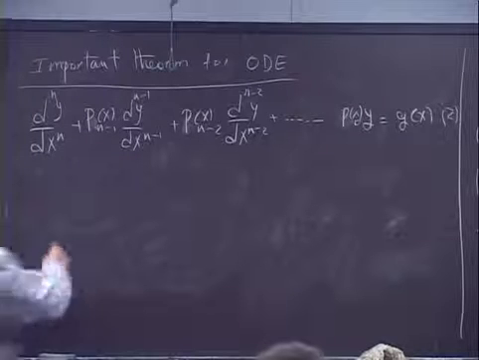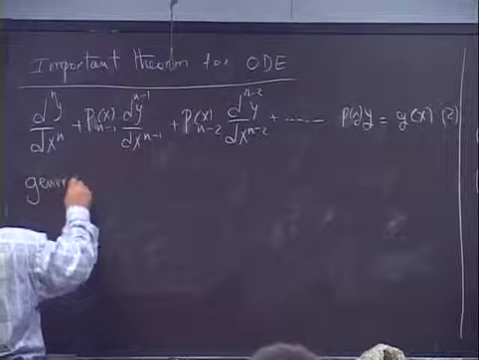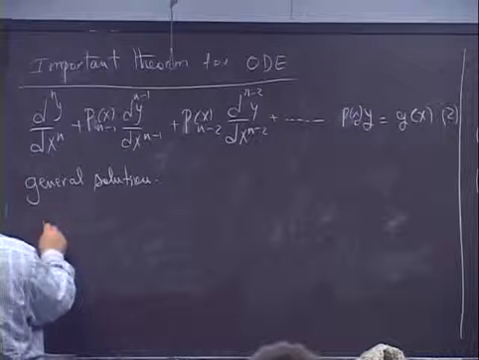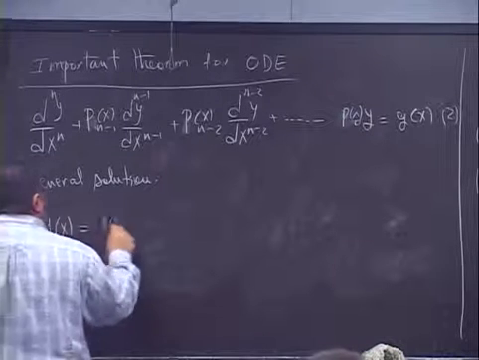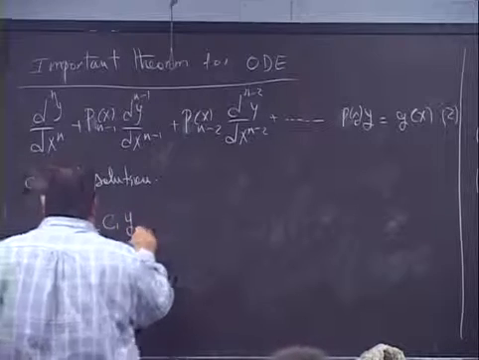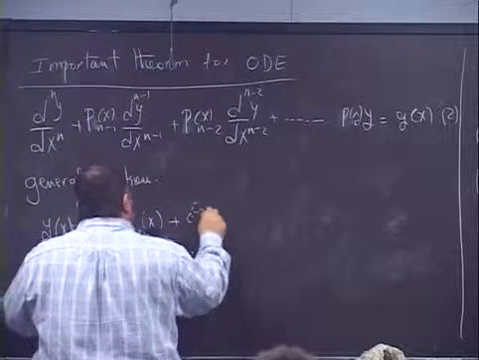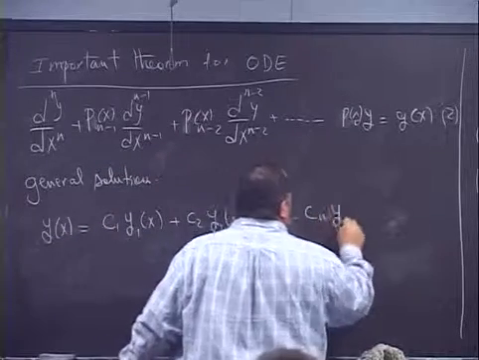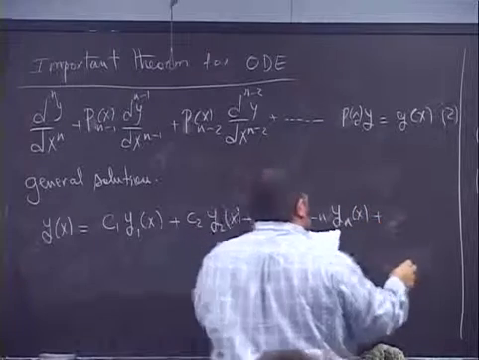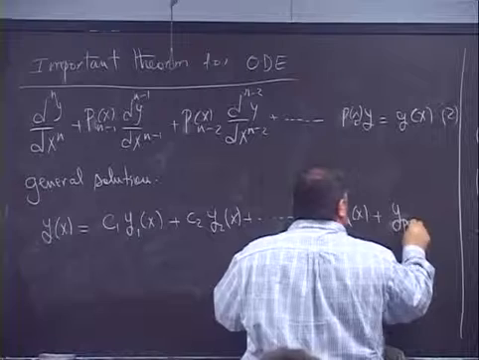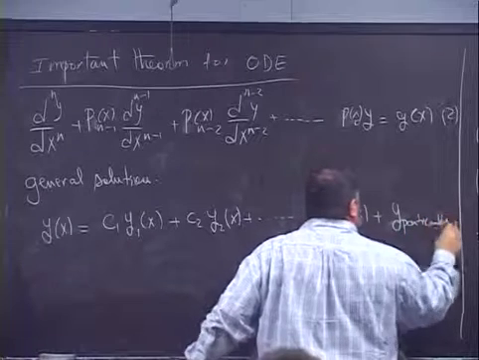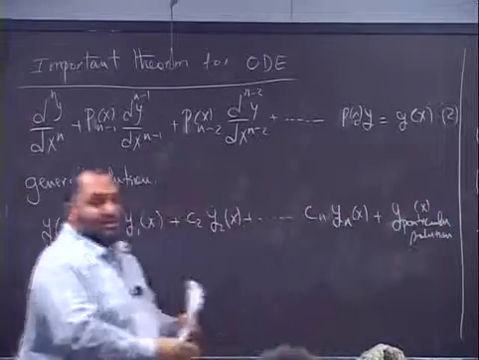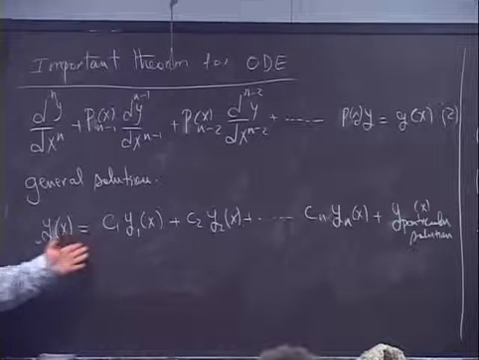So usually the general solution for this equation will be something like y of x equals some constant c1 multiplied by y1 of x plus c2 multiplied by y2 of x, up to cn yn of x, plus some particular solution as a function of x. So this is usually the general solution for the nth order differential equation.